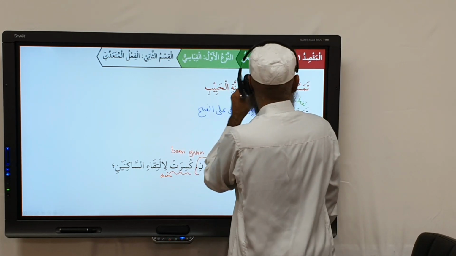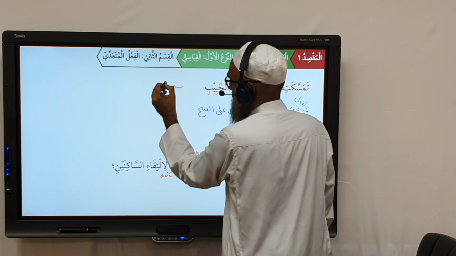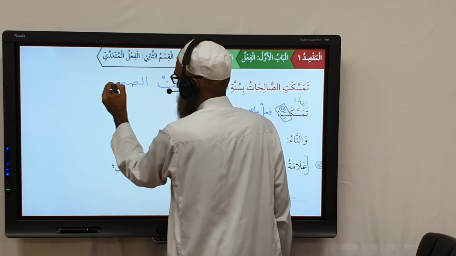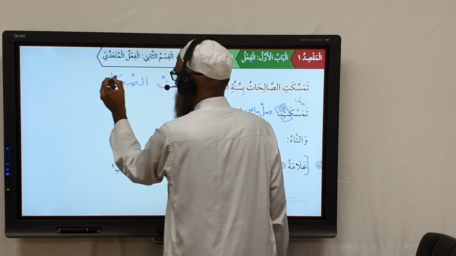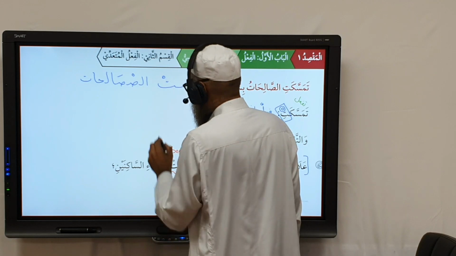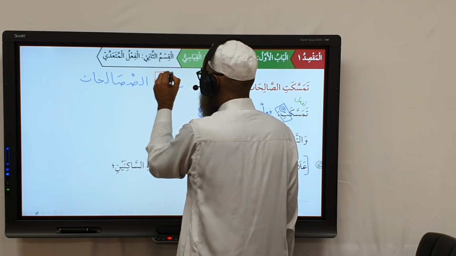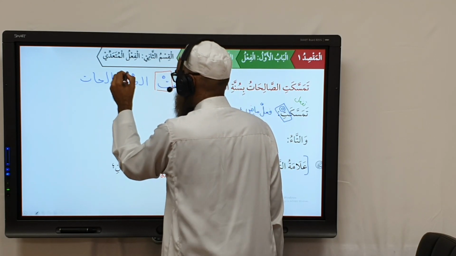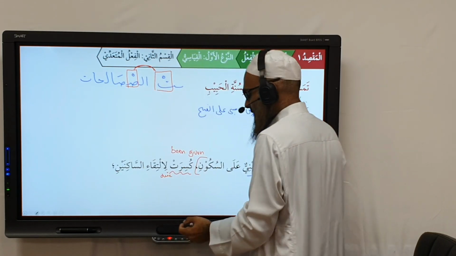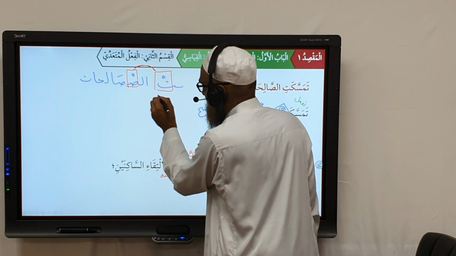So right here, tamassakat, you have the ta marbuta with sukoon. Then you have as-salihat, really as-sa-lihat before the idgham. So we have one sakin on the ta, tamassakat, and then as-salihat. When two sakins come together, you can't read it like that. What do you have to do? You give the first one a kasra.